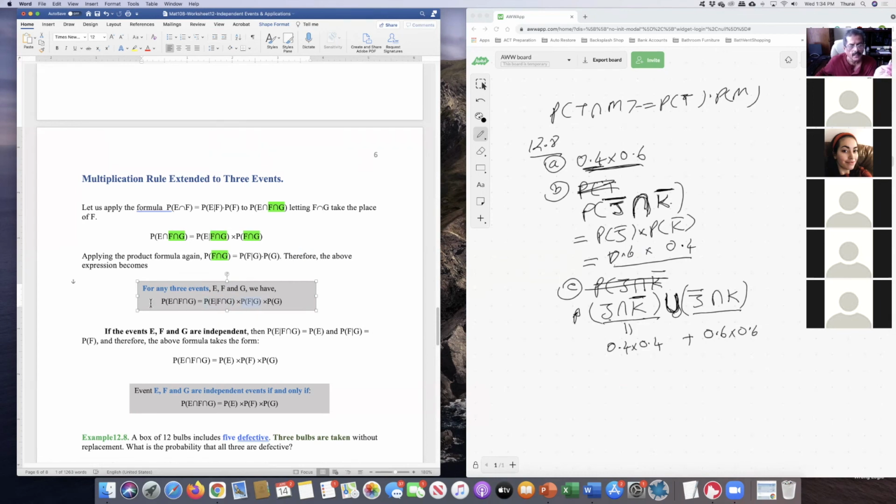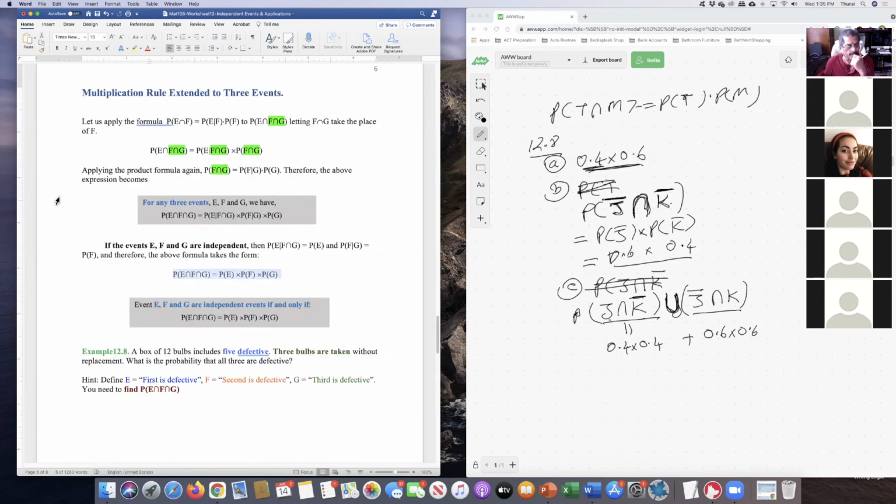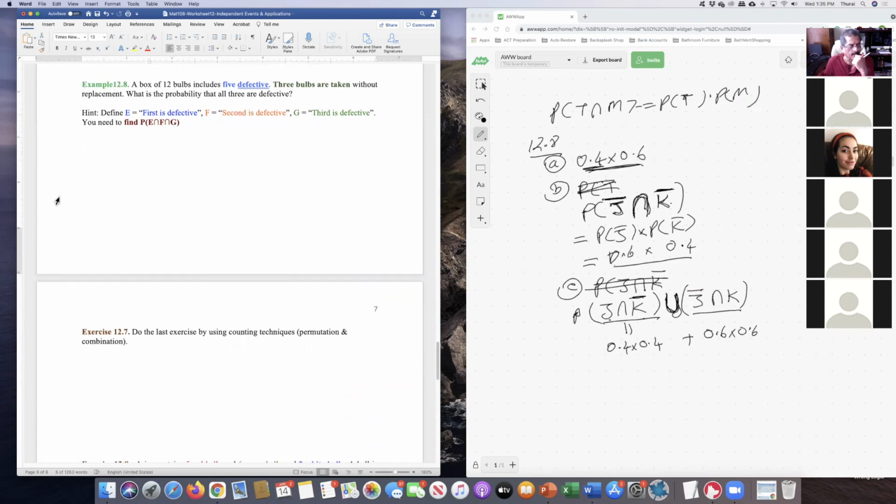And therefore, if 3 events are independent, then the probability of E intersection F intersection G is the same as the product of all 3. The same thing we learned for 2 events applies to 3, even for multiple events. Even if you have 4 events or 5 events, if they are independent, then the probability of all of them happening is equal to the product of the individual probabilities. So that's basically what you need to take out of that.